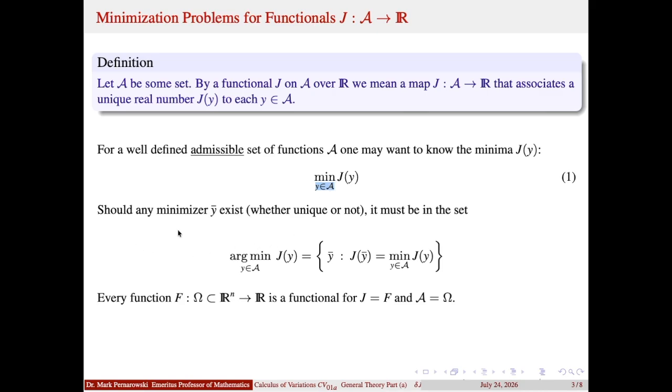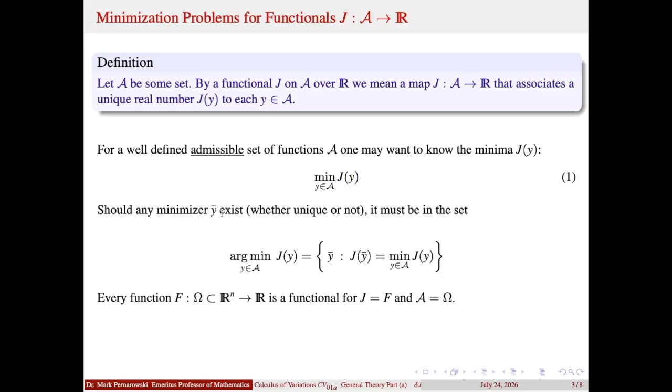So if there is a minimizer, and I'm going to use a bar to indicate when I talk about minimizers themselves, what is that? A minimizer would be an element of A typically. It may not be an element of A, but it could be. It's typically an element of A that when you put it into J, it spits out the minimum value. That's like saying the minimum of a function f of x is attained by some value in the interval.